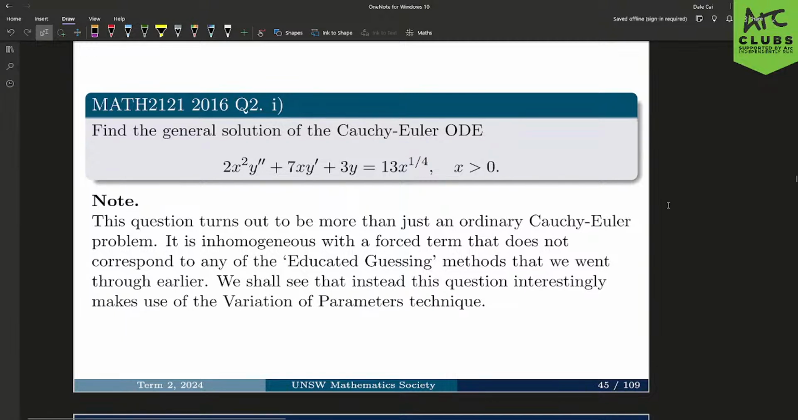So we're going to find the solution to this ODE. Annoyingly, for the particular solution, I'm just looking a bit ahead here, this forcing term, we don't have a nice guess for it, so we're going to have to use variation of parameters for it. But that's not really the focus of this question. The focus is solving the Cauchy-Euler ODE.